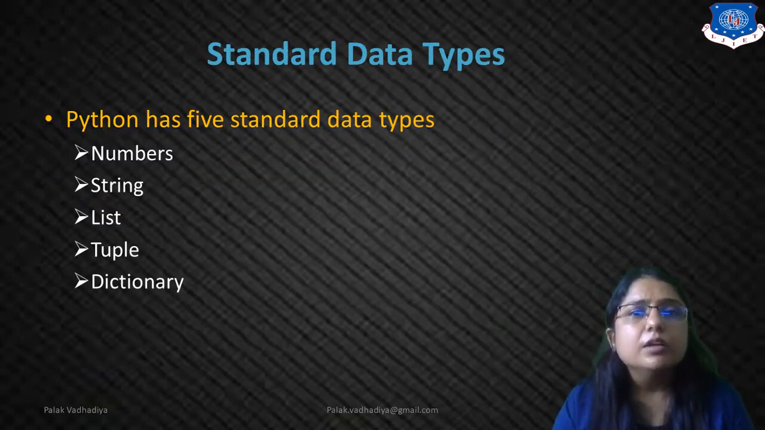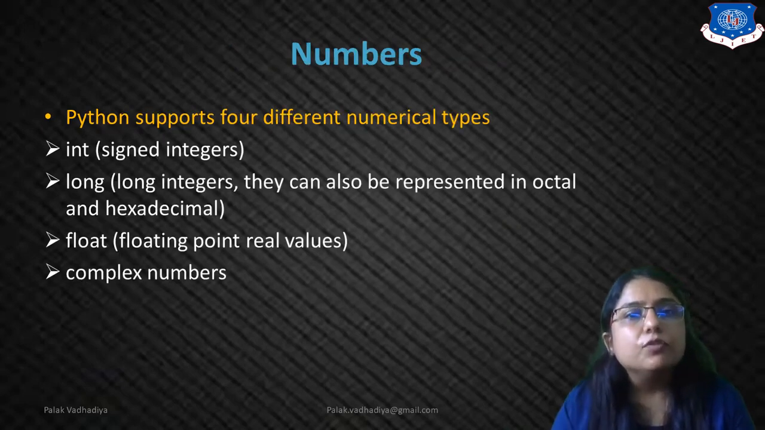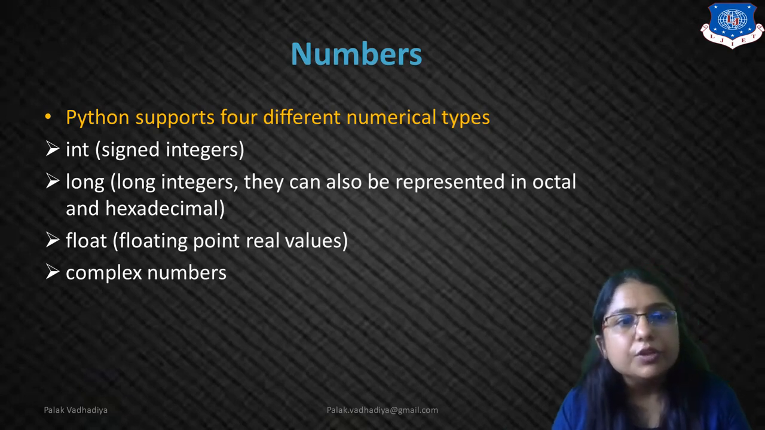Now next are the standard data types. Python has 5 standard data types: numbers, string, list, tuple, and dictionary. One by one we will see in detail how we can use these data types. So the first is numbers. Python supports 4 different numerical types.